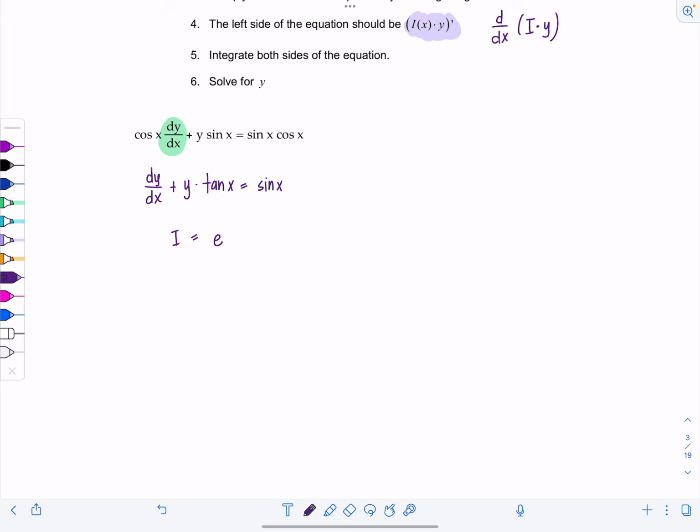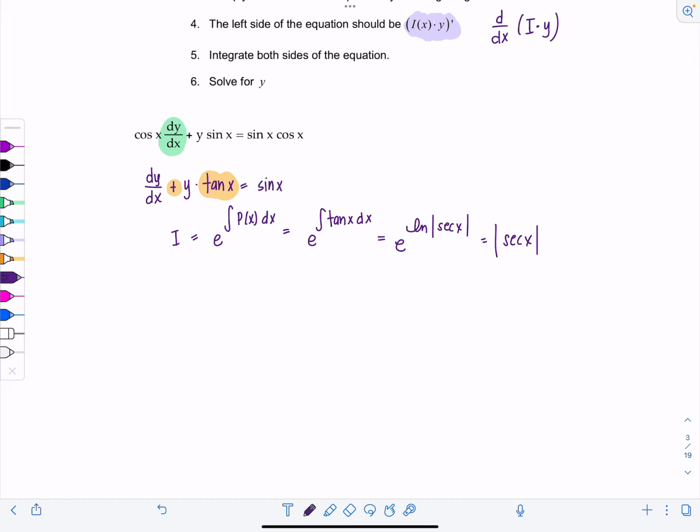So I equals e to the integral of p of x dx. What's p of x? Whatever's multiplied by y. And if this is a minus sign, you need to include that. Oh boy. So there's no minus sign, I don't have to stress, but let's find the integrating factor. E to the antiderivative of tan x dx. This one you should memorize. If not, you could u-sub it, but it's e to the ln absolute value of secant x, which is just absolute value of secant x.